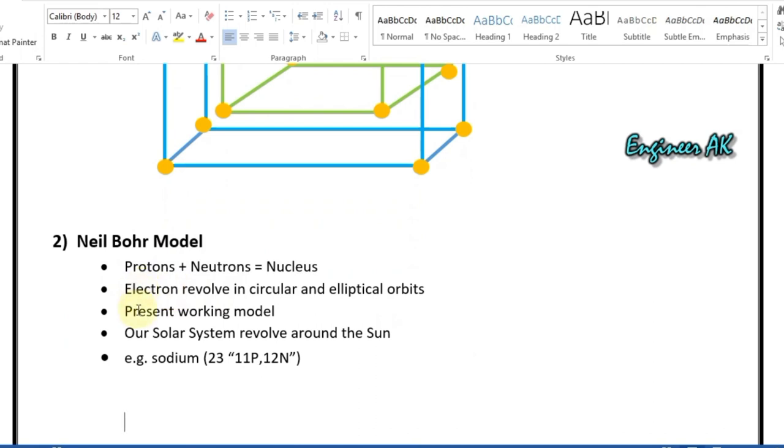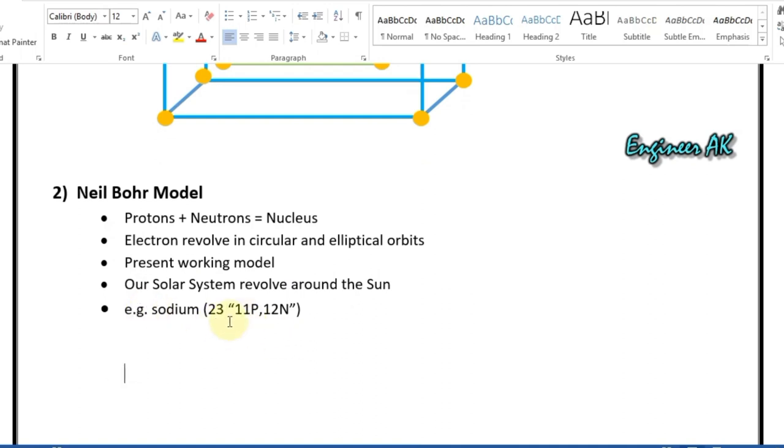Okay, so the second and the most famous model, you all must know it, is the Niels Bohr model, which we have studied in our high schools. Its nucleus consists of protons and neutrons, but in this the electrons are not fixed; the electrons revolve in circular and elliptical orbits. It is the present working model. Our solar system is the best example of this model, like all the 8 planets revolving around the sun.